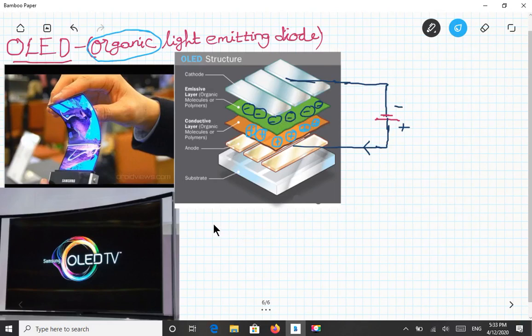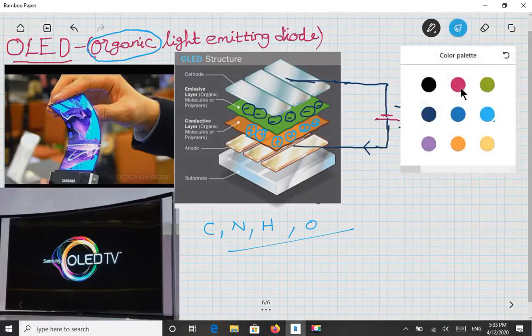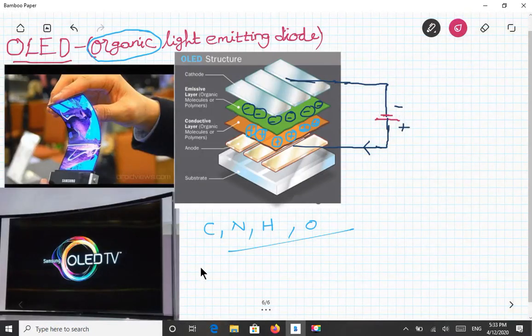Organic means a combination of carbon, nitrogen, hydrogen and oxygen, which are called organic stuffs or organic elements. So this combination will be made as a polymer. Normally this has been manufactured with an organic substance, say organo metallic chelate. So this is the substance they normally use for manufacturing OLED.